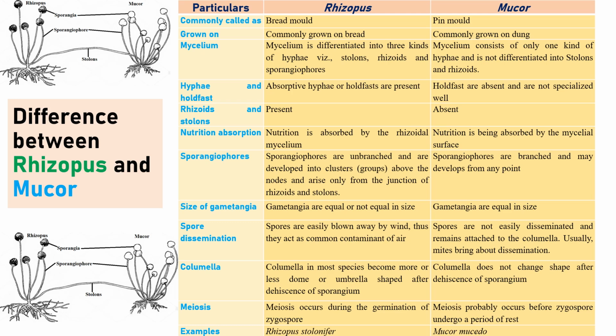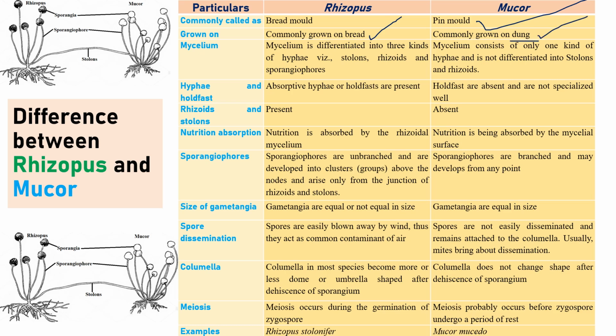So Rhizopus is generally called a bread mold fungus because it grows more on bread and infects more on bread. Mucor is called a pin mold fungus. Generally, Rhizopus is commonly grown on bread. That's why it's called a bread mold fungus. Mucor can commonly be observed on dung and other related materials. That's why it's called a pin mold fungus.